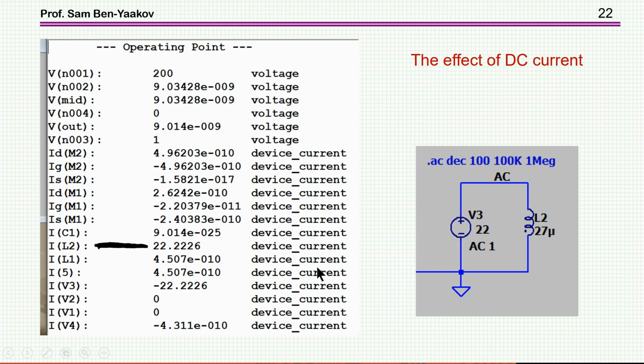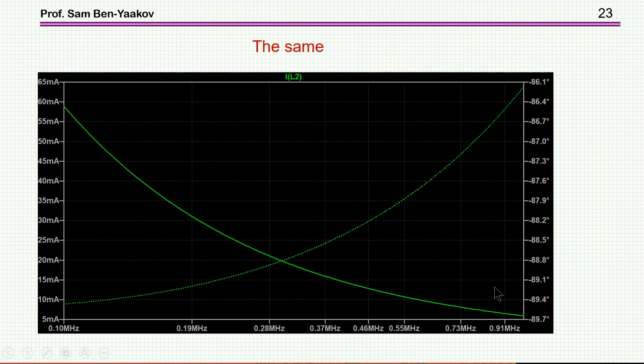And then I did a test to see whether the model is capable of taking into account the fact that there is a DC which is changing the inductance. So I've put here a 22 amp DC. This is the operating point. I don't know why this is 22.2. Nonetheless, IL2 has a DC current through it. And when I ran an AC sweep, it's exactly the same as before. So the model does not take into account the DC or the effect of the DC current on the inductance.